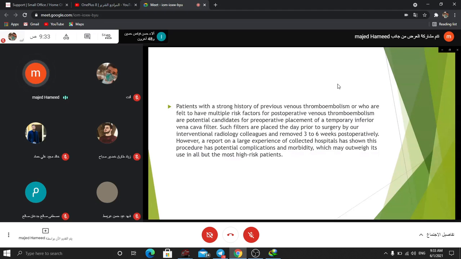Patients with a strong history of previous venous thromboembolism or who are felt to have multiple risk factors for postoperative venous thromboembolism are potential candidates for preoperative placement of a temporary IVC filter.